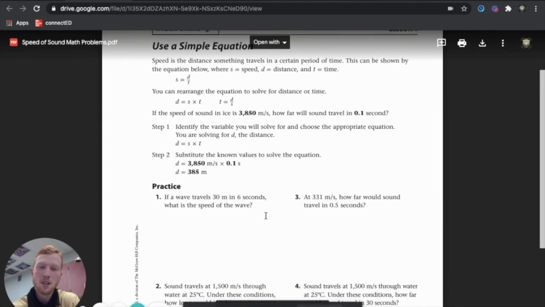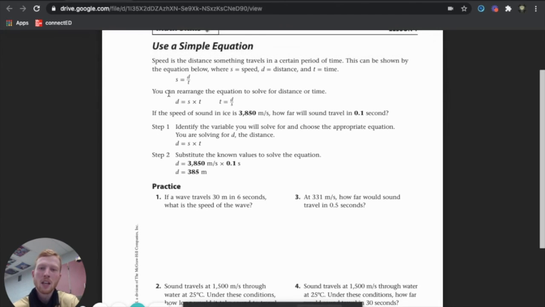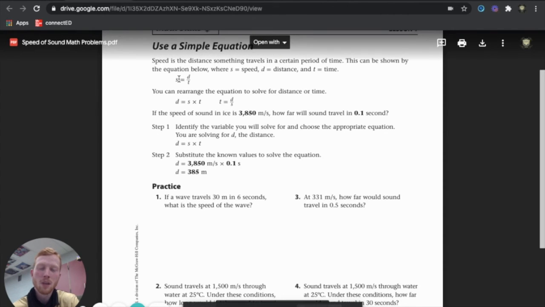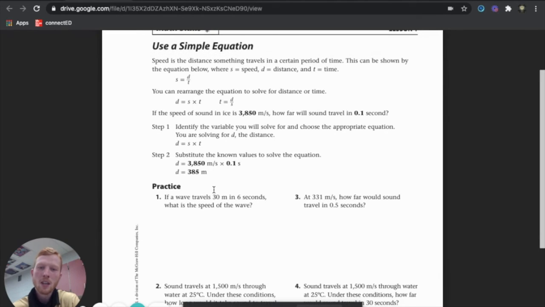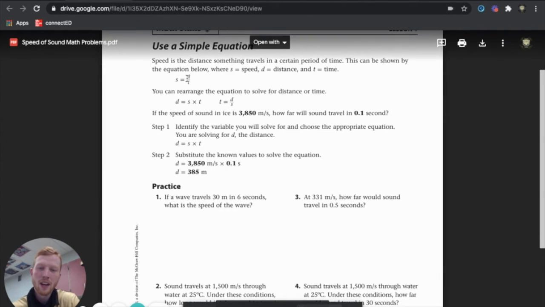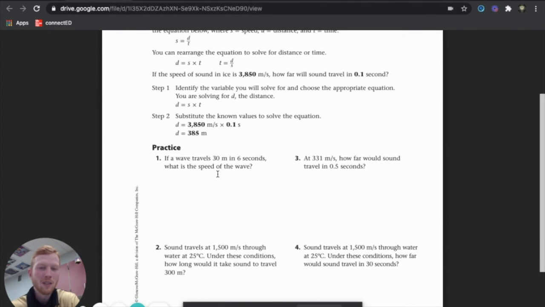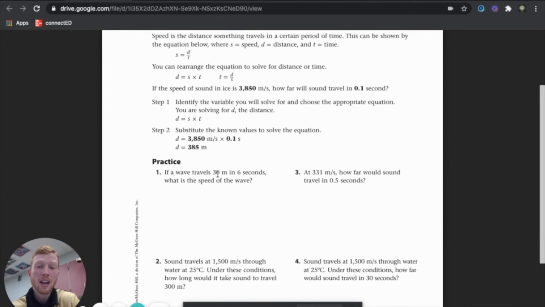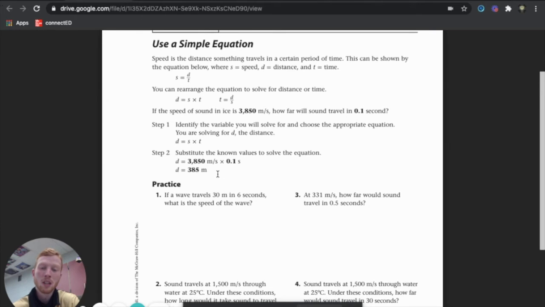So what don't I know? I don't know the speed. So I'm going to use this original formula because I don't know the speed. It did not give me meters per second. So I need to do distance divided by time. Distance is 30, time is 6. So for this first one, I need to do 30 divided by 6. I'm not going to give you that answer, but remember your answer needs to be labeled as meters per second.